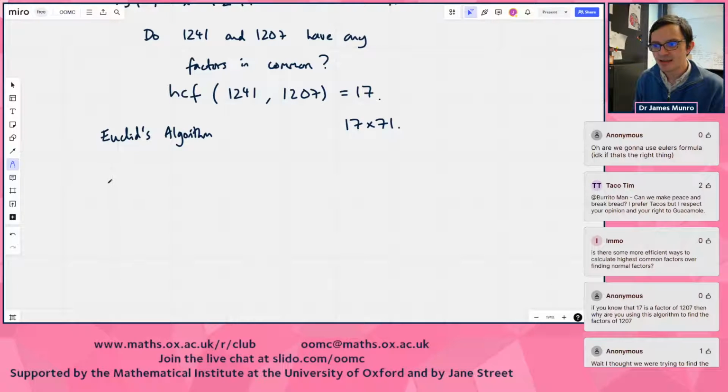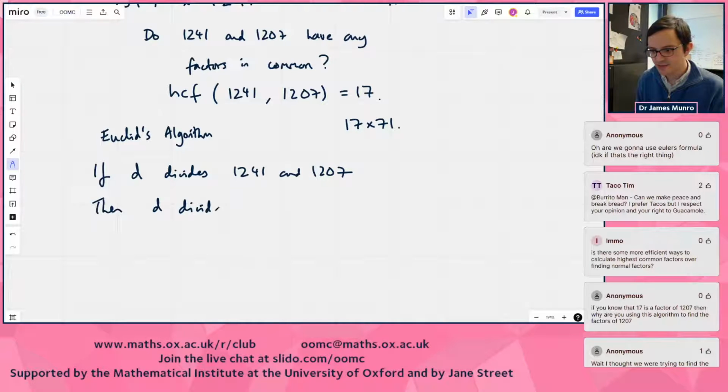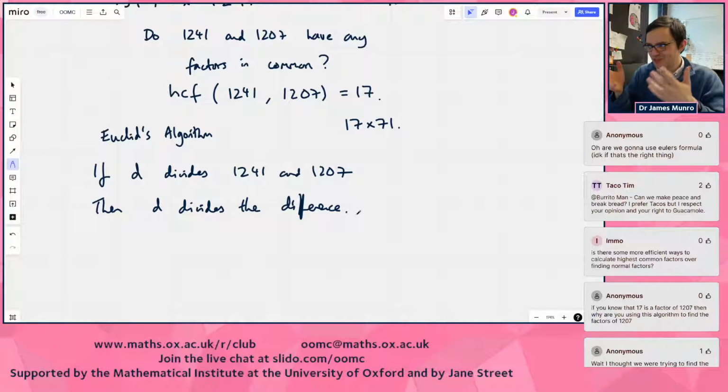So the key idea, I suppose, is that if D divides 1241 and 1207, then D divides the difference. And more than that, much more than that. The algorithm is very clever and kind of does this repeated subtraction, which you also know as division, sometimes called the division algorithm. Anyway, to repeatedly look at the difference between things. The difference is smaller than the number, so this replaces a complicated problem with a smaller problem.